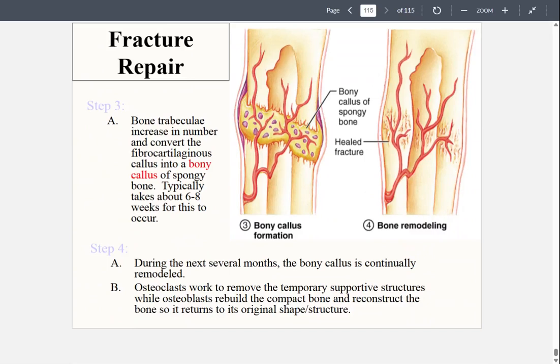From there, that spongy bone is going to be continuously remodeled. We're going to get cortical bone involved, and we're going to eventually reshape that callus into its normal structure, the way the bone is supposed to look and function. So I'll have a spongy bone, bone marrow, compact bone on the outside. It returns to its original shape and structure. But that takes several months.